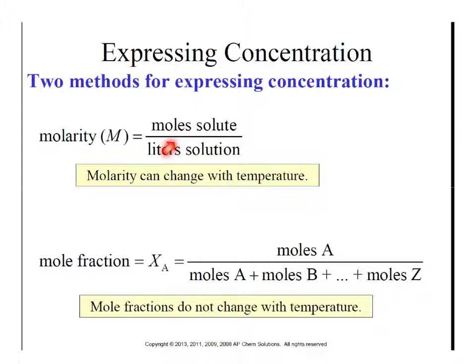Mole fraction, however, is just the ratio of moles of A divided by the moles of A plus B plus C all the way to Z, however many different things there are. And so if you have salt and water, it'd be the moles of salt divided by the moles of water plus the moles of salt. Mole fractions are nice because they do not change with temperature. If you change the temperature, there's nothing about volume in here, so the mole fraction would be identical.